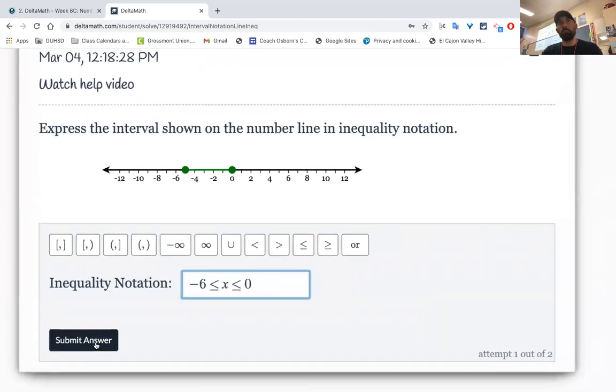Coach Osborne, you are right. That is -5. Oops.